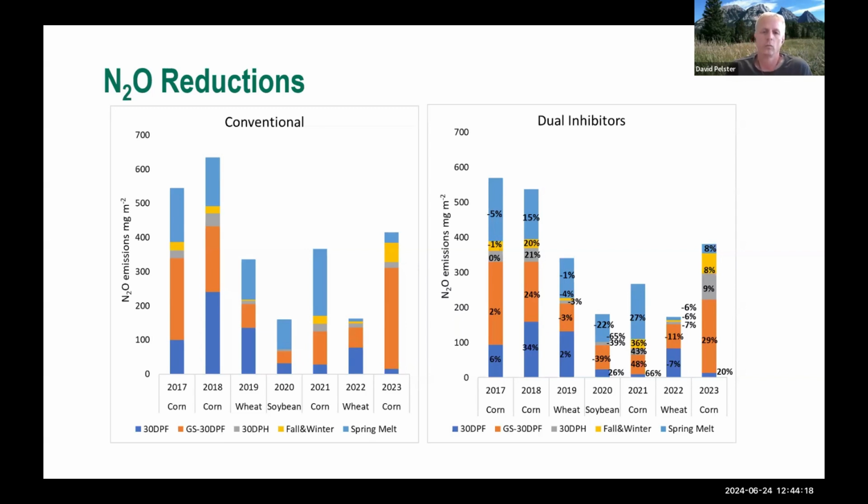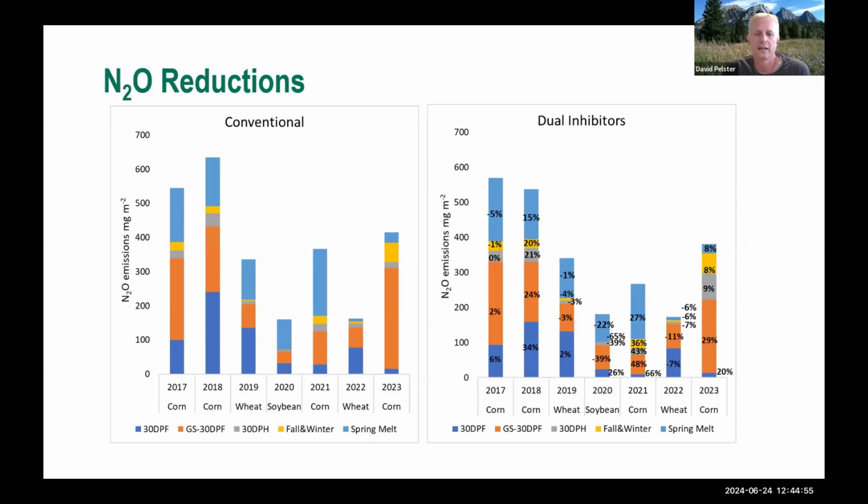And if you look over at the dual inhibitors, you can see the reductions. And if you look at the top, that's your reductions over the entire year. So if you look in the top light blue, 2017, it's -5. So the dual inhibitors had emitted 5% more. So not a very good year, but we had some very strange, really heavy rains just around fertilization. Not exactly sure what happened, but having these really heavy rains seemed to affect the efficacy of using the inhibitors.